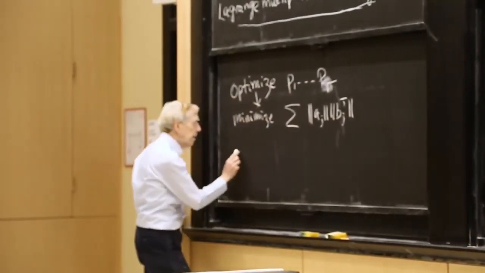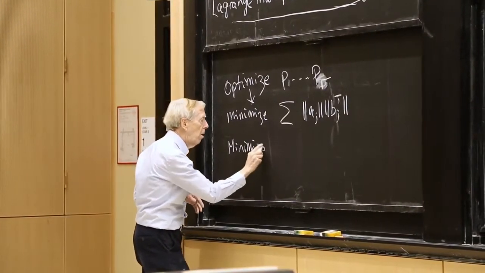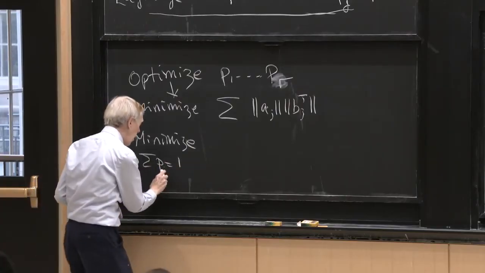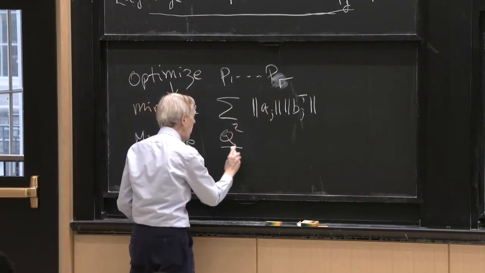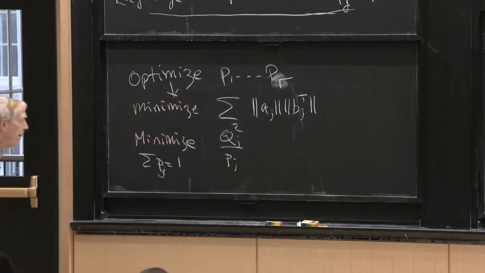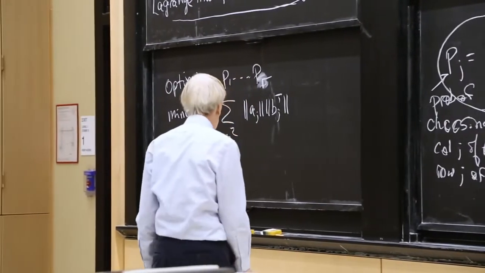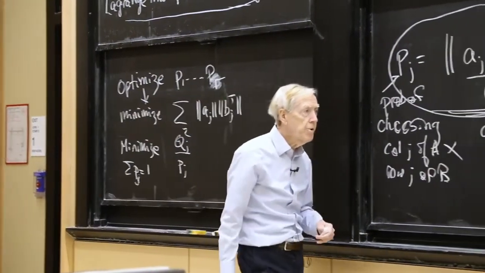Let me write the problem simpler. Minimize, with the sum of the p's equal to 1, some quantity q_j squared over p_j. So these qj's that I just introduced that letter for are the aj, bj's. They're given. Maybe I'll just put back aj, pj.